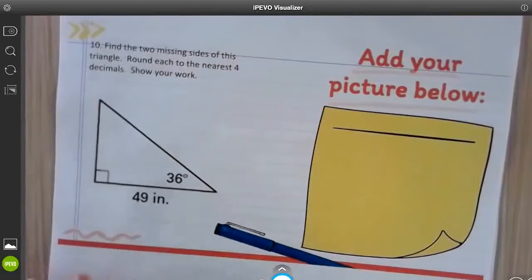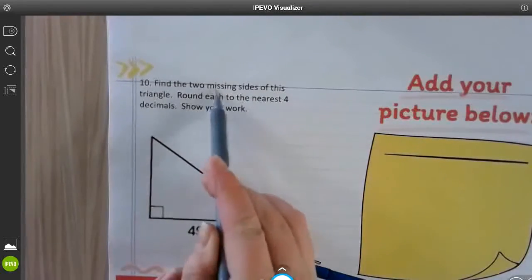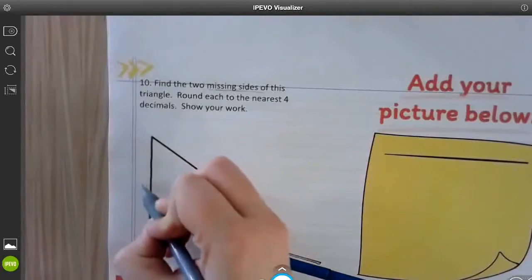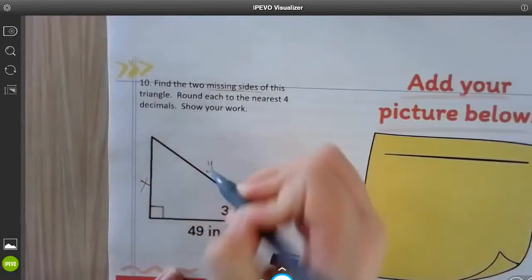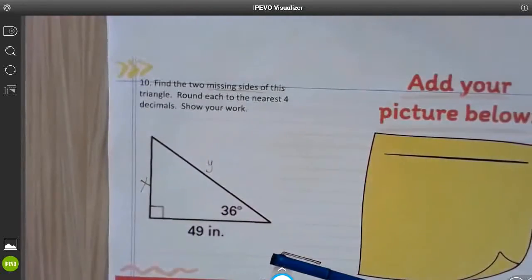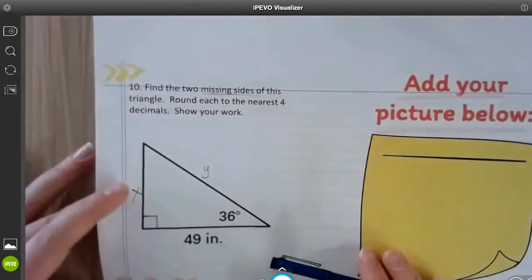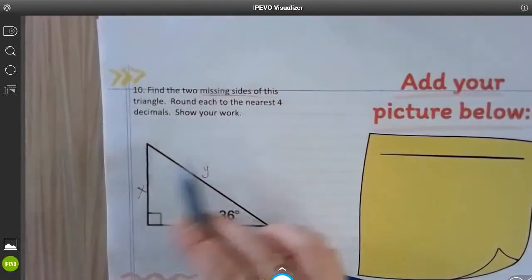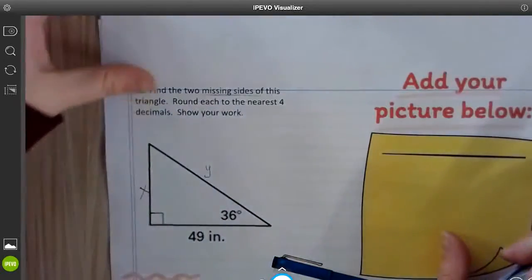So number 10, they don't have any variables for these missing sides, but they still want you to find them. So you have to assign your own variables. I mean, we typically like working with X and Y, but you can pick any variables you want, like T, U, W, S, R, all those things, okay? So you're gonna solve using sine, cosine, or tangent, just like we did on number 6.